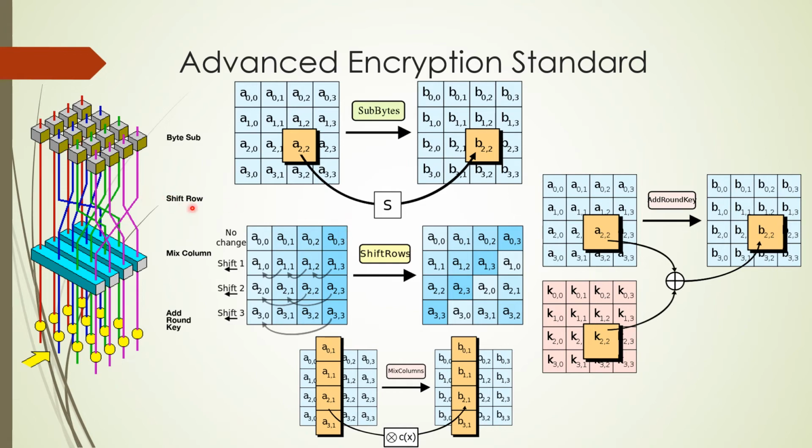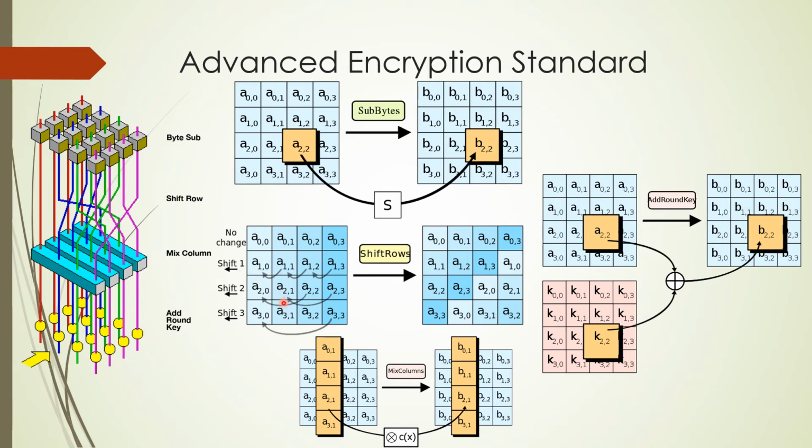Then we have shift row. What does shift row do? It basically shifts the bytes of rows 2, 3, and 4 by 1, 2, or 3 cells to the left. It doesn't make any change to the very first row, but the second row will be shifted to the left by one byte.